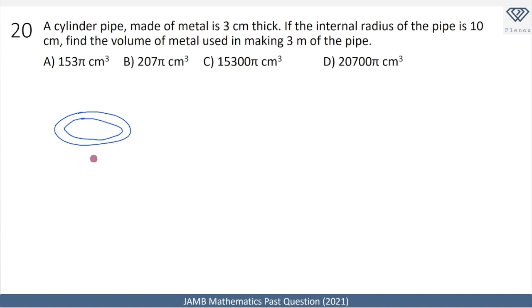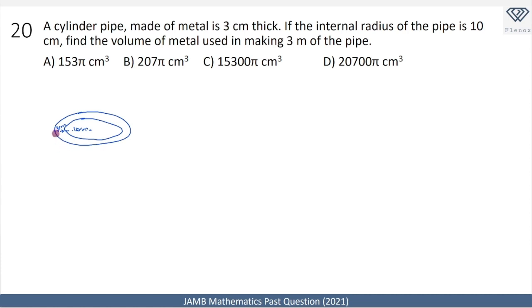Now we're told that the internal radius of the pipe is 10 centimeters. So that means the distance from the center of the pipe to the internal radius, which is what is here, is 10 centimeters. Now we are told that the thickness of the pipe is 3 centimeters. That means the thickness, the distance from here to here, is 3 centimeters. Now we are told to find the volume of metal used in making 3 meters of the pipe.